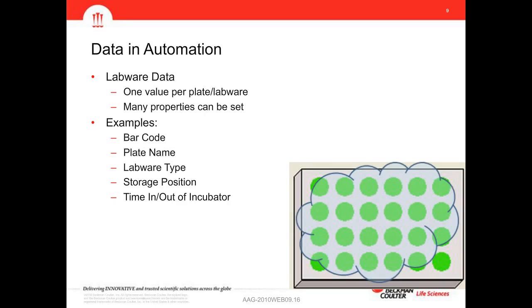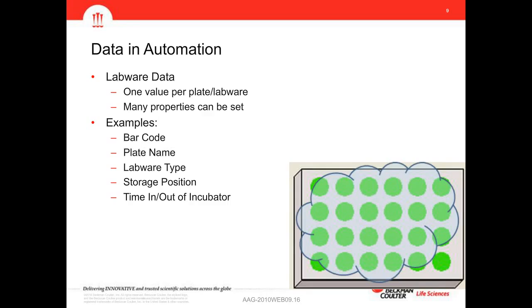But you can also imagine other runs where you might just have other identifiers such as a plate name, which you could give it, or a given labware type. Is it a black-walled clear bottom plate or is it round or flat-bottomed? As well as information such as the storage position of the plate. Where is it currently located in the system? Is it in the incubator? Is it being analyzed currently? And how long has a given plate been in or out of the incubator?